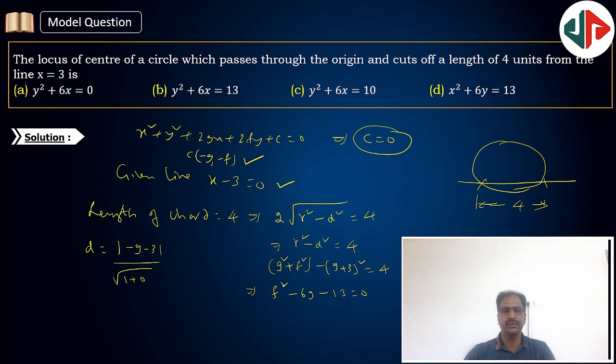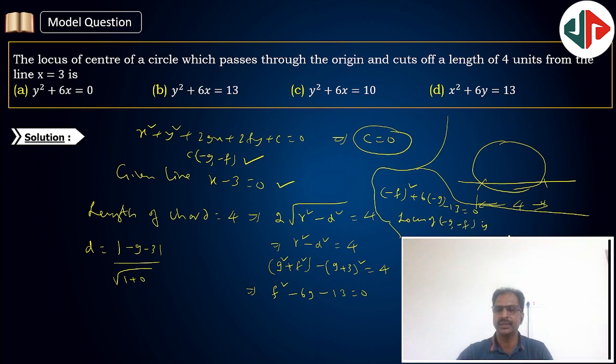And the question is finding locus of minus g, minus f. Right? f as minus f whole square, minus 6g as 6 into minus g, minus 13. Now locus of minus g, minus f means replace minus g with x and minus f with y. So y square plus 6x minus 13 is equal to 0 is the required locus. Option B.